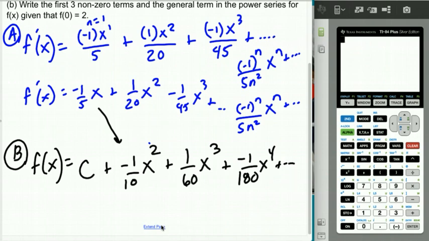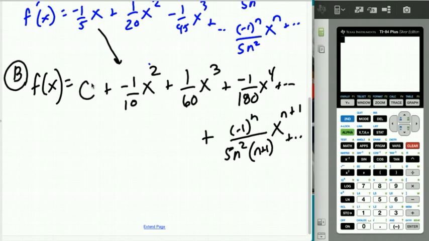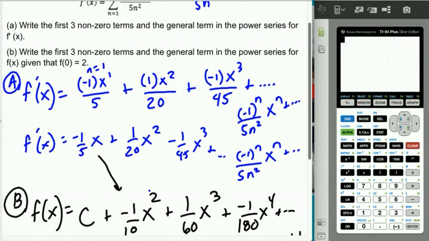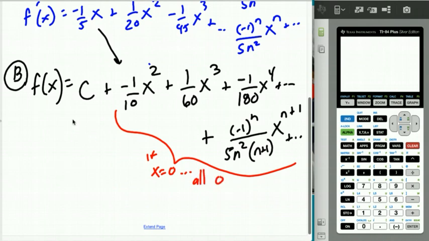And then my nth term is going to be up the power by 1. So this stays the same, up the power by 1 becomes x to the n plus 1, and divide by that n plus 1. So it's going to look like this. So that's my nth term. If I want to find c, I realize that f of 0 is 2. Well, notice that when I plug in 0, if x is 0, these are all 0, meaning that if f of 0 is 2, that 2 has to be the lone man standing, which is that c.